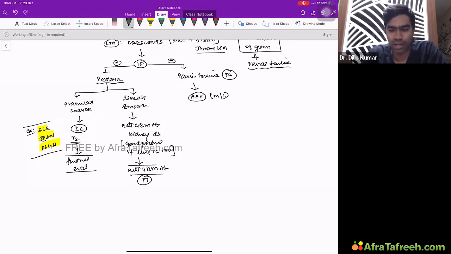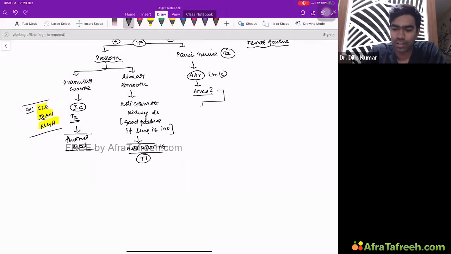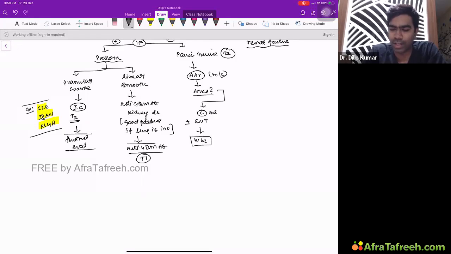They'll be having some ANCA. You have to look for the ANCA. So the next step is to see what the ANCA is, and also see the clinical features. If you are seeing a C ANCA, and the patient is having ENT manifestation, usually the answer will be Wegener's granulomatosis. C ANCA, we know, is anti-PR3 antibody, proteinase 3 antibody.